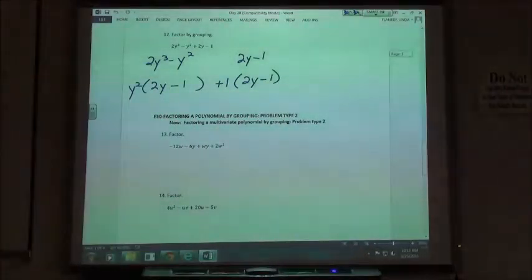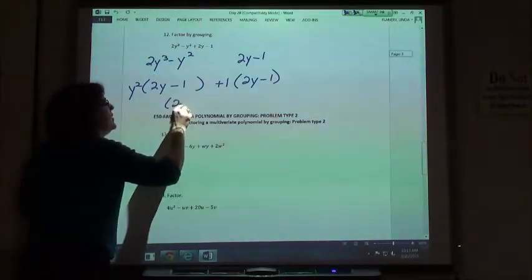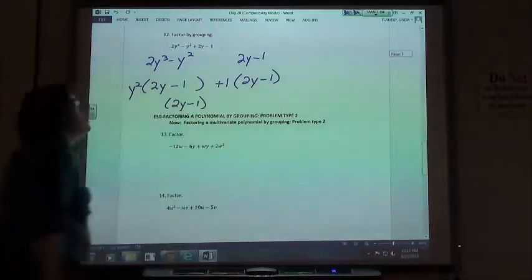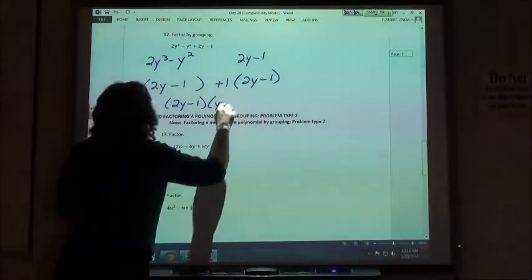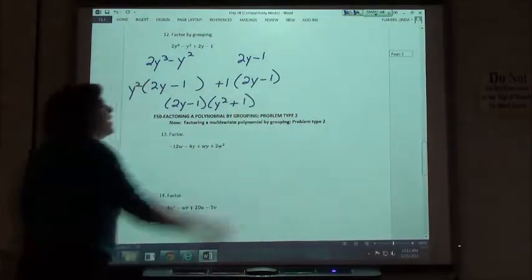So if that happens, where you have what you have in the parentheses, you still have to factor the 1 out. My common factor then is 2y minus 1. My other factor would be y squared plus 1.